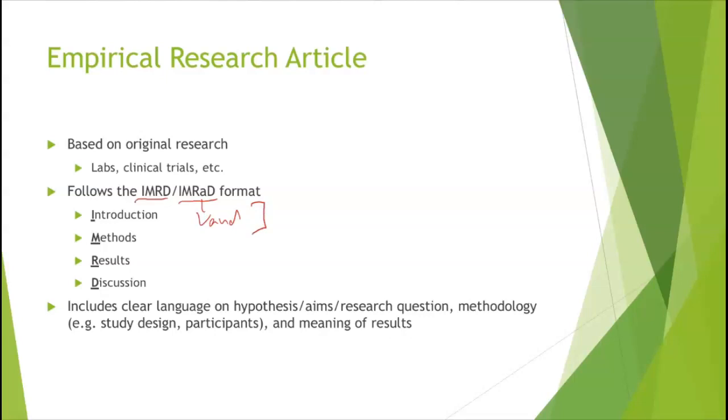Now, I do want to say, and I'll go into greater detail in the video in the next module when we actually will focus on introduction, that the introduction sometimes is broken up into what some journals refer to as background and objectives, which is really the same that introduction does. But it's just called something different, and we'll see some examples for that. Empirical research articles include clear language and hypothesis, aims, research questions, methodology, and meaning of results. And exactly how that happens we'll explore over the course of the next 3 modules. So more to come on this one.